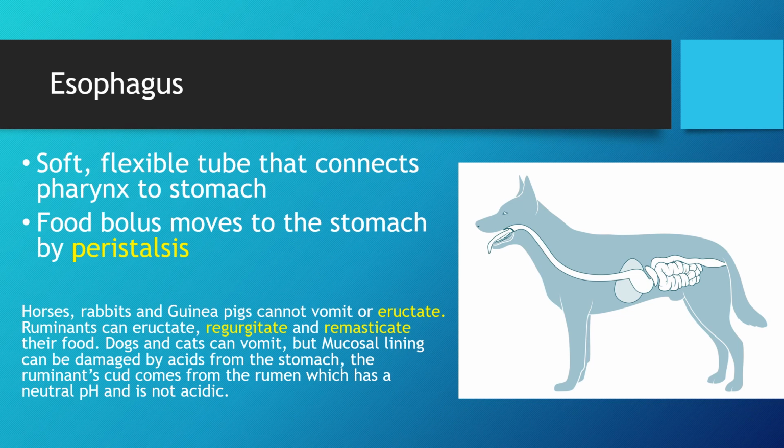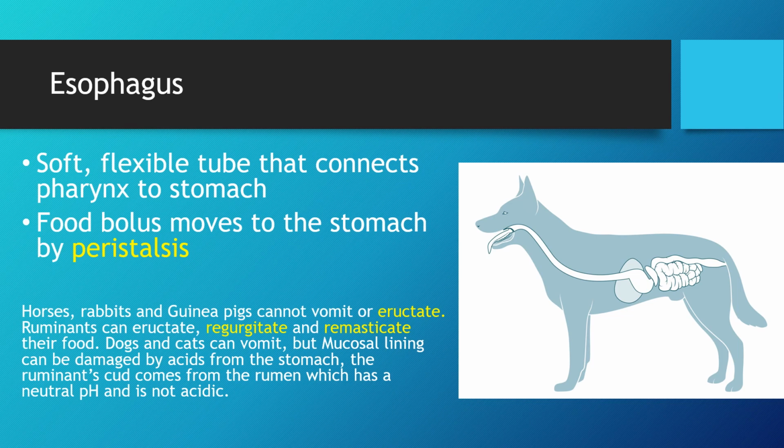And so that bolus is moved along the esophagus by peristalsis to the stomach. Peristalsis is the muscular contractions that move the food along, or move that bolus of food along. So, fun fact, horses, rabbits, and guinea pigs are all examples of species that cannot vomit or even eructate. And eructation actually means burping.